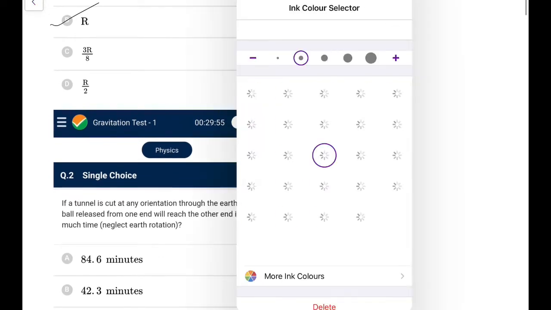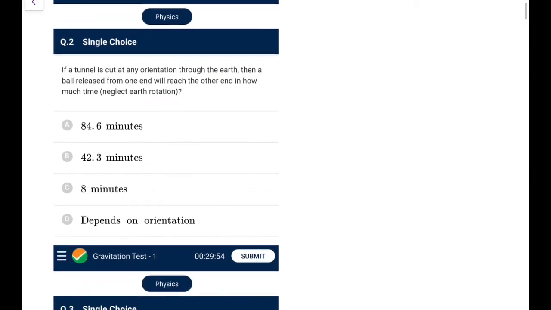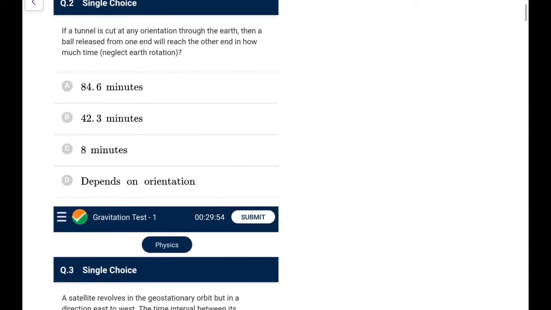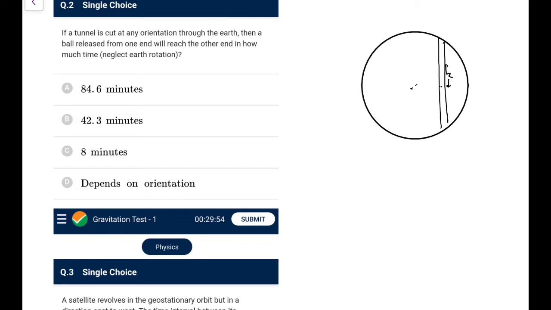Okay, let me slightly increase the size of the pen. Okay, next. If a tunnel is cut at an orientation through the earth, then a ball released at one end will reach the other end in how much time? I think you all must be remembering, let's say if you make a tunnel like this, this is the center of the tunnel, this is the center of the earth. If you displace it by distance x, what do you get?